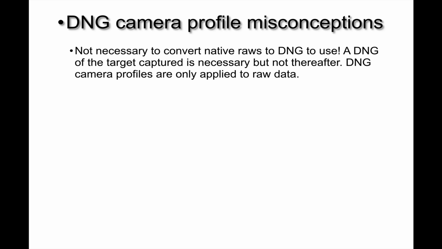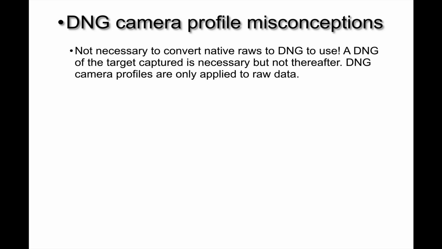Now I want to talk about some DNG camera profile misconceptions. There are quite a few out there in internet land, and they need to be dismissed. First of all, it's not necessary to convert your native RAW files to DNG to use a DNG camera profile. You will need to convert the image of the target that you capture, which has to be captured in a RAW format. That proprietary RAW file needs to be converted to a DNG to build that particular DNG camera profile. But thereafter, you can use these DNG camera profiles with your original camera RAW files from your camera.